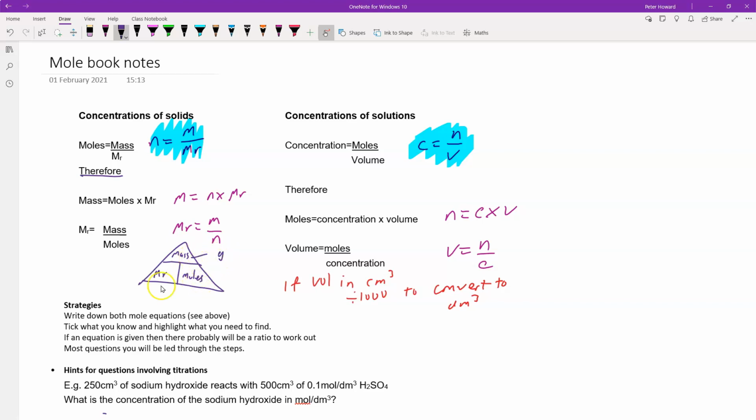Mass is obviously going to be in grams. Mr, as in mass of 1 mole, has no units. It's relative, so we can ignore that. Or you could also think it's grams per mole. Now, the other equation, if we've got solutions, concentration is moles over volume. C equals n, which sometimes is used as a shorthand for number of moles, over V for volume. Again, we can rearrange it into its two different forms.